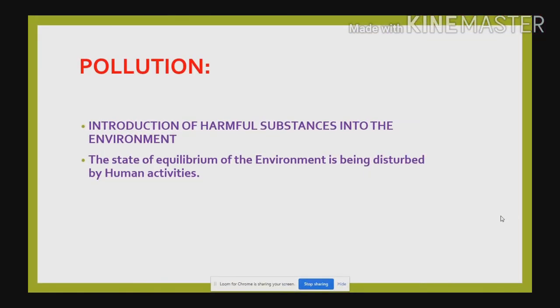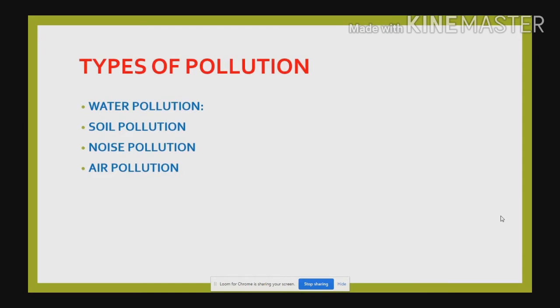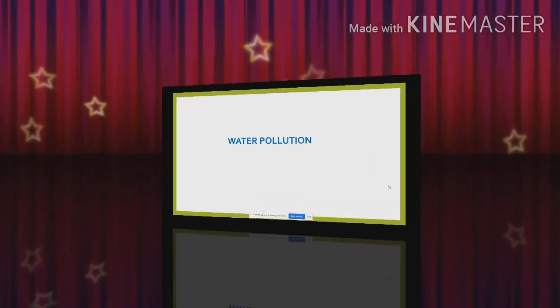Now move to pollution. What is pollution? Pollution, simply we can say, is the adding of poisonous substances to the environment. We all do that in one or another form, right? So these are the types of pollution: water pollution, soil pollution, noise pollution and air pollution.